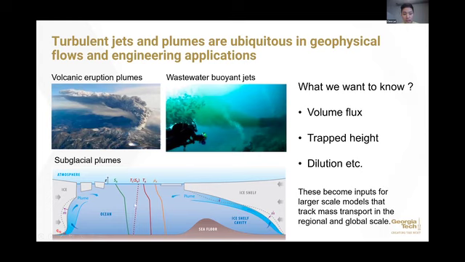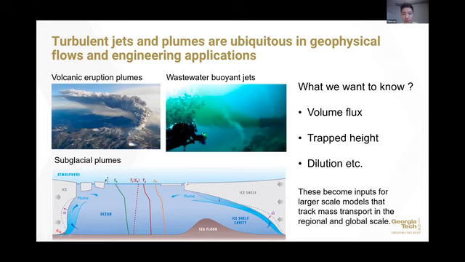Another situation where you would see plumes in action, something that I'm working on now, is subglacial freshwater plumes released at the base of terrestrial ice. Because it is fresher, it tries to rise along the interface of ice and water. And because it's turbulent, it's going to mediate the melting rate of this ice interface.